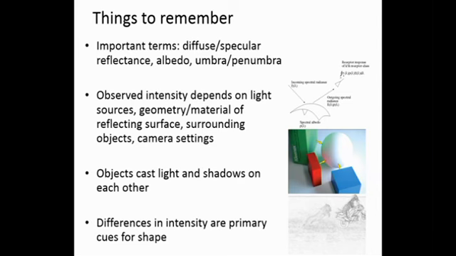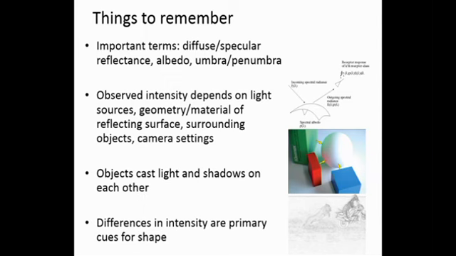And so there are some important terms to remember. Diffuse and specular reflectance, generally if that's mentioned, it'll be assumed that you know what that is. Albedo, which is a function of wavelength, so I forgot to mention that. Something that's red is reflecting more light in the red spectrum than in the other parts of the spectrum. So albedo is a function of lambda, or wavelength. And then umbra and penumbra, which are the shadow terminologies. Umbra is the darkest part of the shadow where it's totally blocked from the light source, and penumbra is where it's only partly blocked.